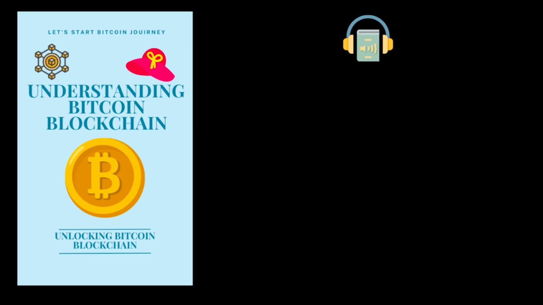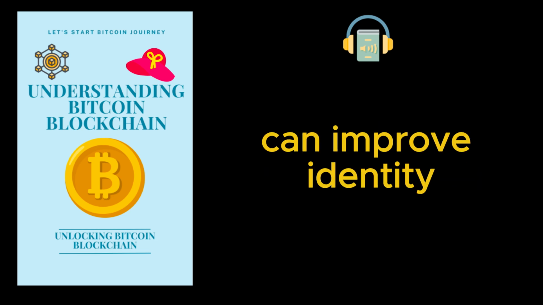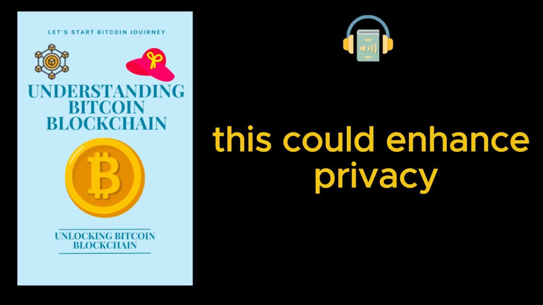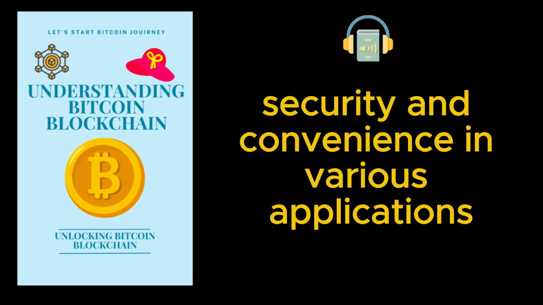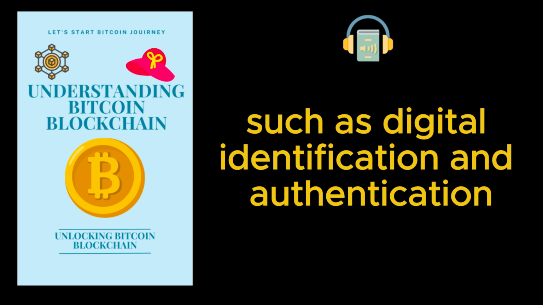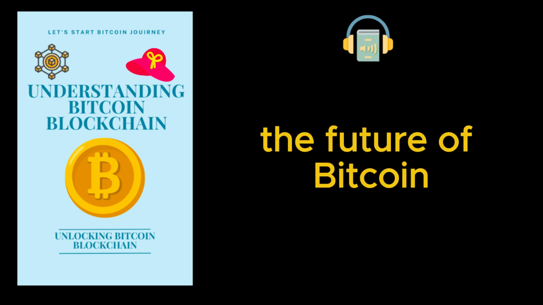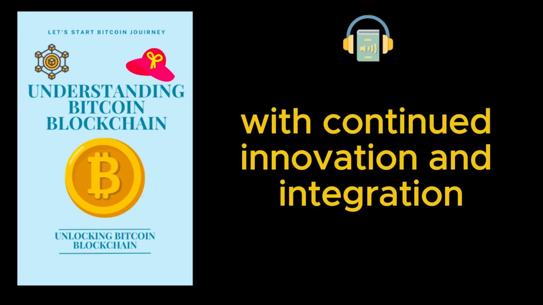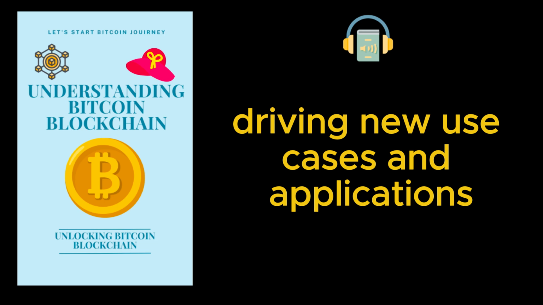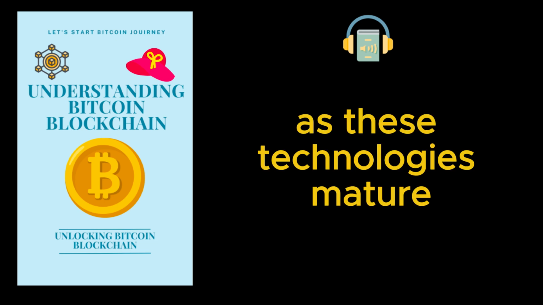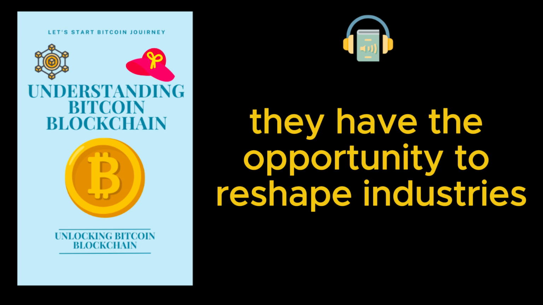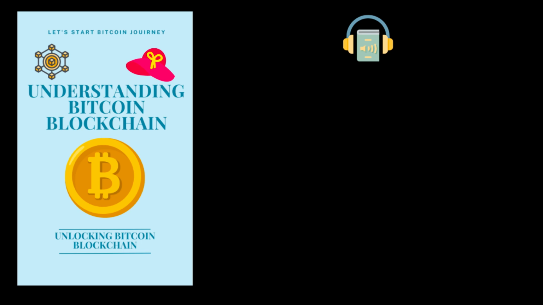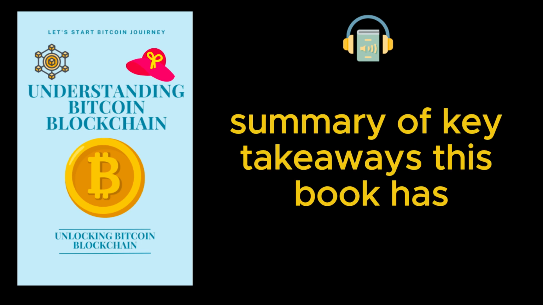Blockchain-based identity. Combining blockchain with AI can improve identity verification and authentication processes. This could enhance privacy, security, and convenience in various applications such as digital identification and authentication. The future of Bitcoin and blockchain is full of potential, with continued innovation and integration driving new use cases and applications. As these technologies mature, they have the opportunity to reshape industries, finance, and how people interact with technology on a global scale.